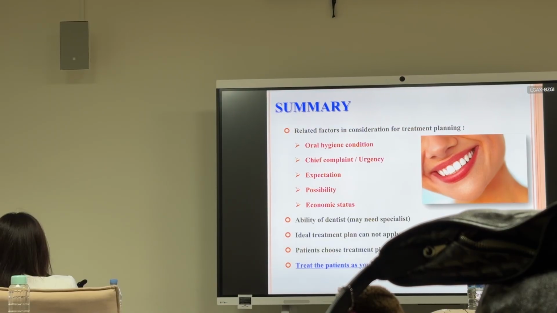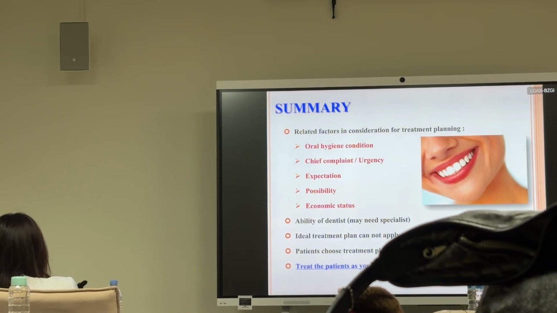And the ideal treatment plan cannot apply to everyone. Maybe just a provisional treatment plan, just supporting some problem. And the patient chooses the treatment plan by themselves with the guidance of the dentist, not your opinion and order that you need to do this or that. And the most important thing I want you to remember: treat the patients as you treat yourself or your family member. Love them like you love your family.